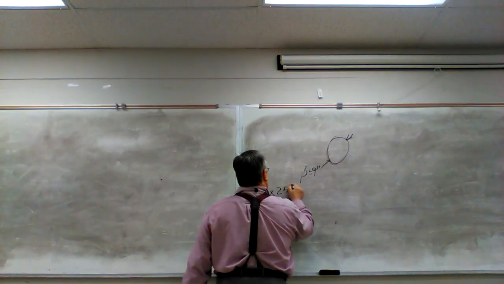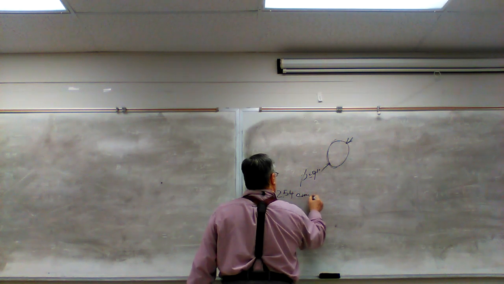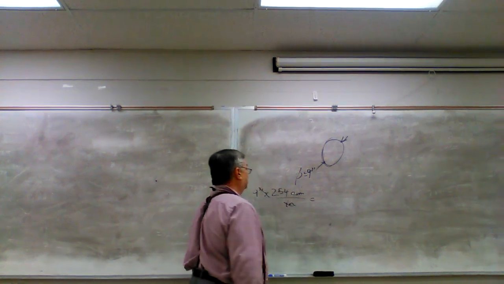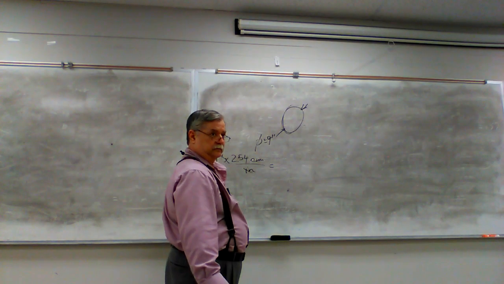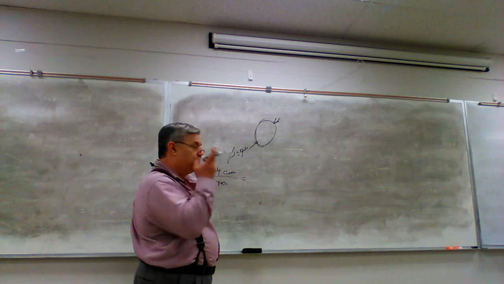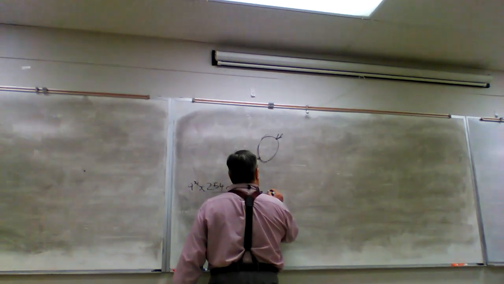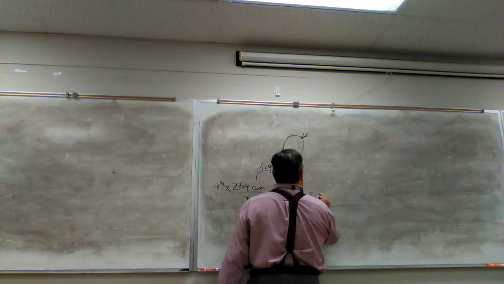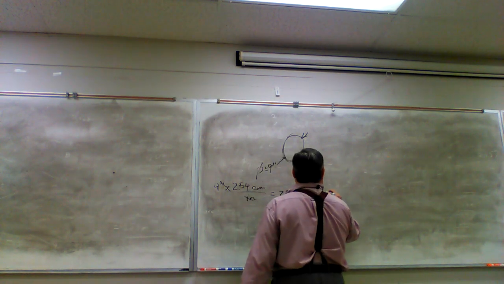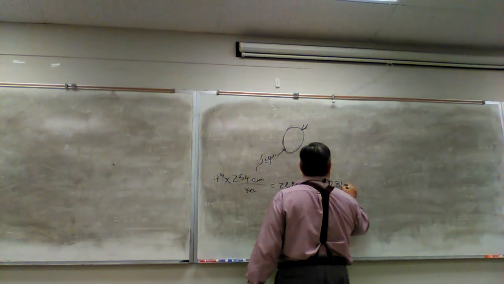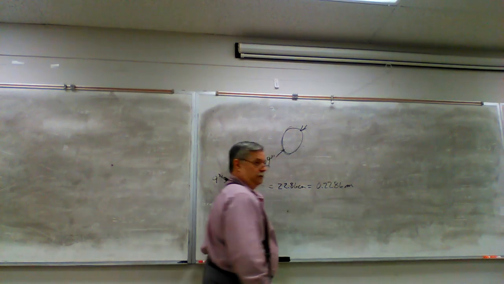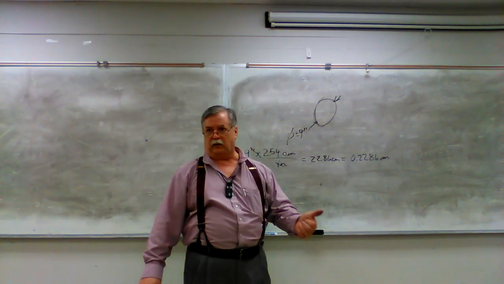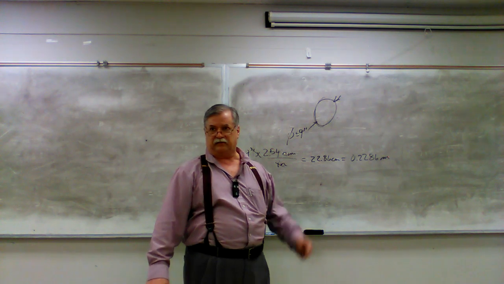Times 2.54 centimeters per inch is how many centimeters across? 22.86 centimeters, which is 0.2286 meters, because we need to be in units of kilograms, meters, and seconds.